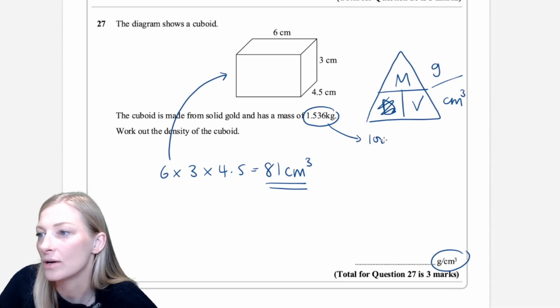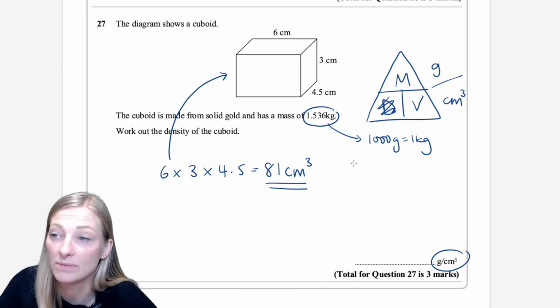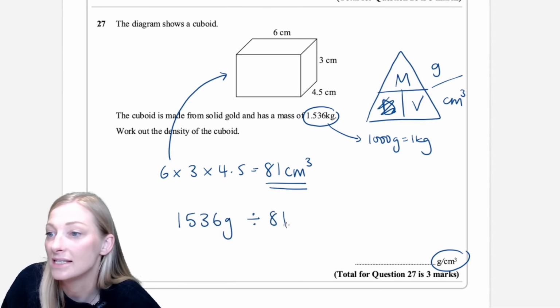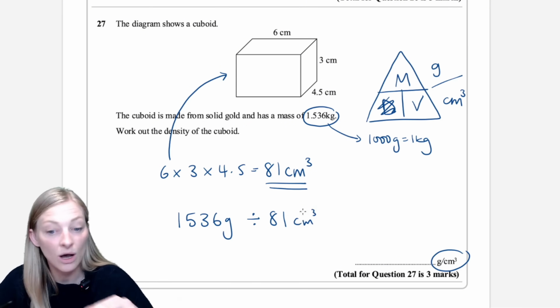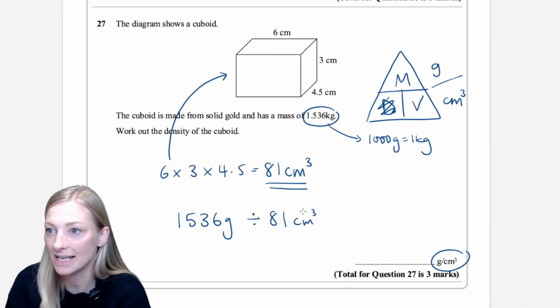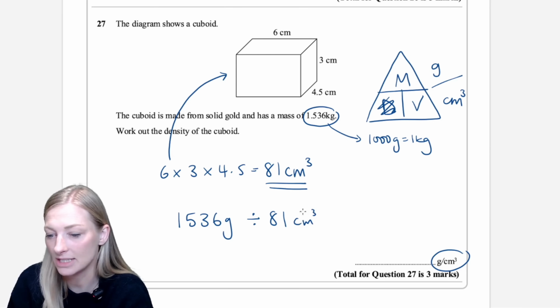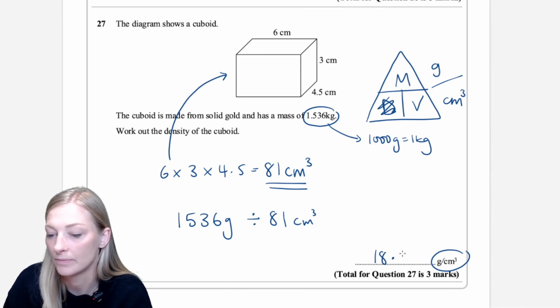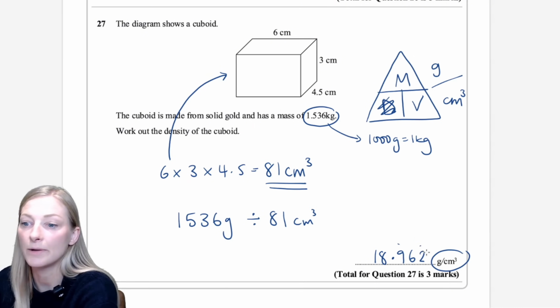And we know that 1,000 grams is a kilogram. So we're going to times it by 1,000. So I've got 1,536 grams divided by 81 centimetres cubed. And to divide that means we're going to get grams per centimetres cubed. We're going to get our density. So 1,536 divided by 81 gives a density of 18.962 grams per centimetres cubed. There we go.